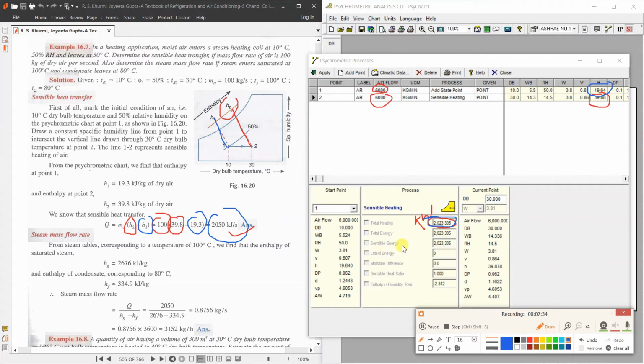Okay, now here if you read this value of sensible energy, this value is in watt. Whereas here you can see the total heating value. That total heating will be actually sensible plus latent, but since latent is 0, we can consider total heating over here as sensible, and that value is in kilowatt.